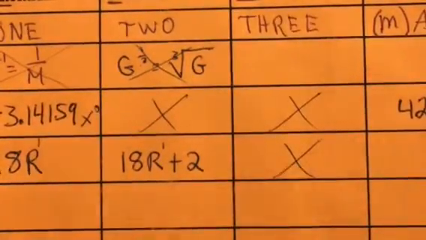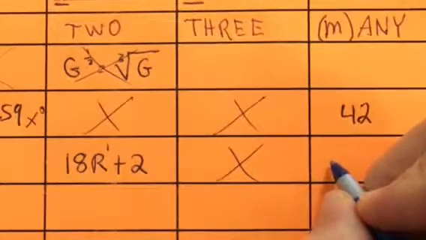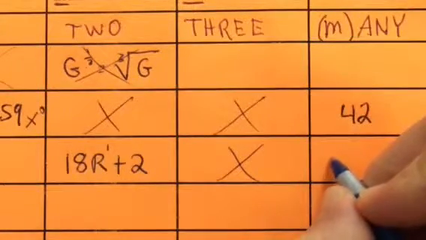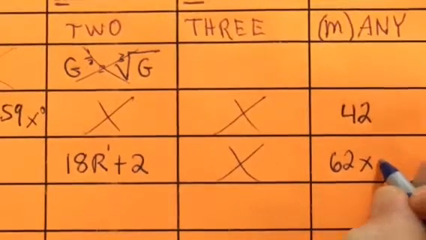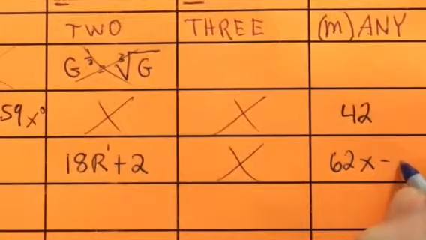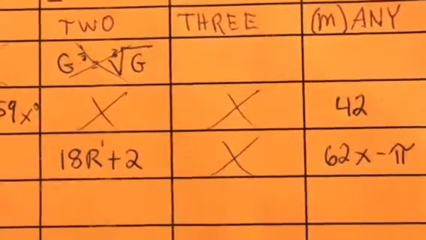Not until IM3. If I want to do a polynomial, I can go 62x minus pi. Why not? It's exciting. Okay, just so you know, I've got two terms. My highest degree is 1.